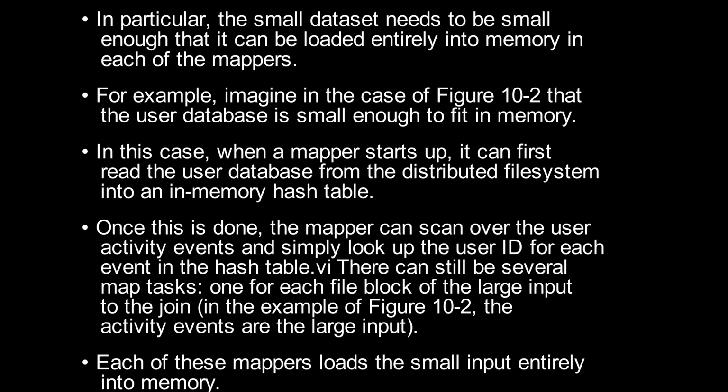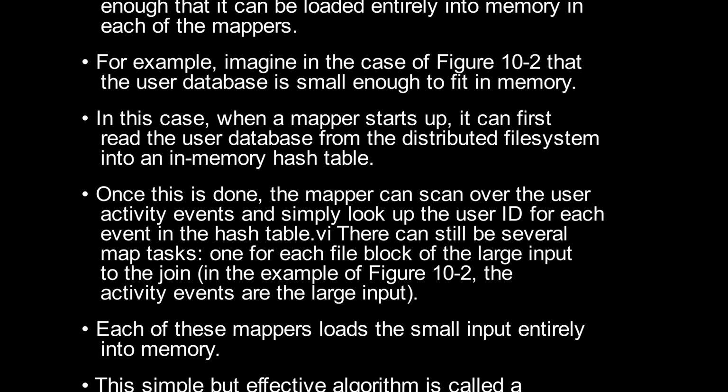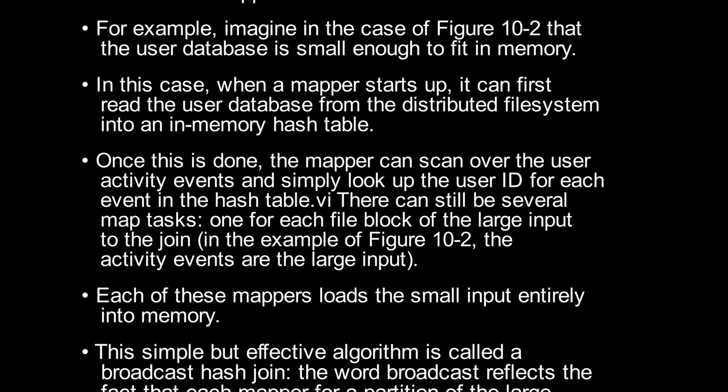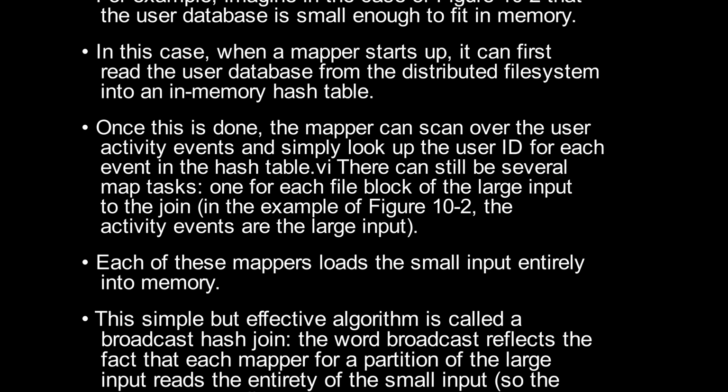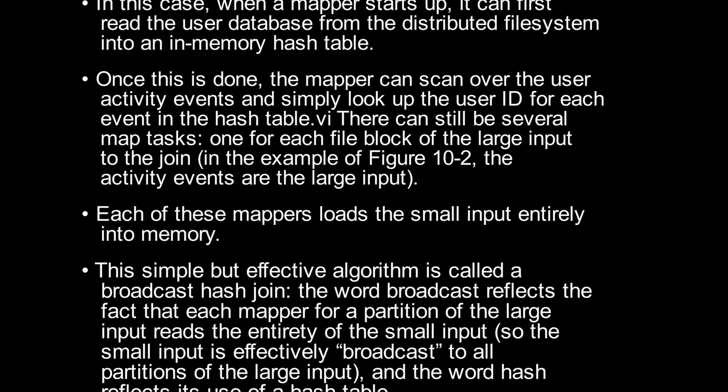There can still be several map tasks, one for each file block of the large input to the join. In the example of figure 10-2, the activity events are the large input. Each of these mappers loads the small input entirely into memory. This simple but effective algorithm is called a broadcast hash join.